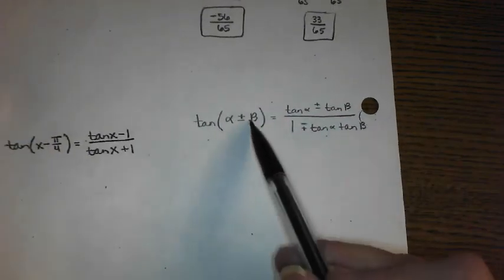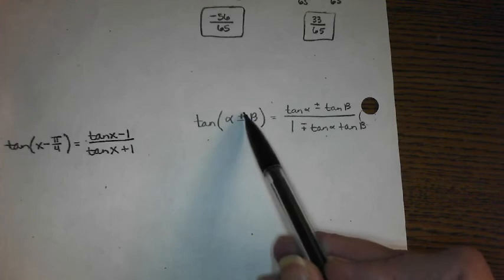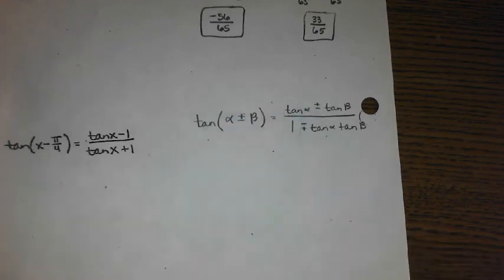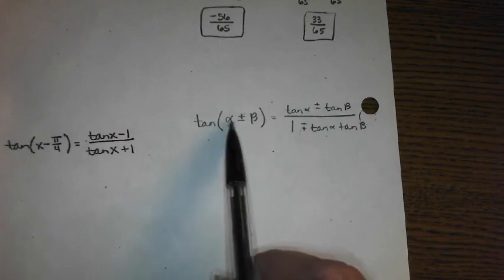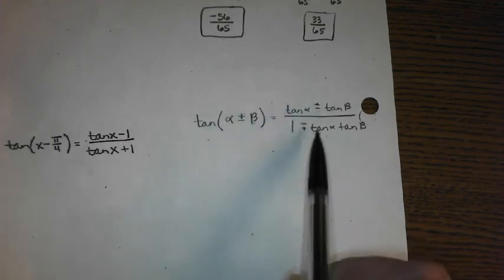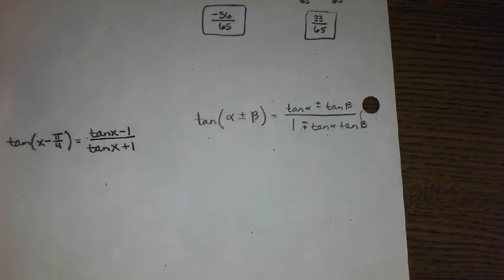So the formula goes, if it's alpha plus beta, then you use the top sign everywhere. So you'd use a plus on the numerator and a minus on the denominator. If it's alpha minus beta to get started, you'd use a minus on the numerator and a plus on the denominator. So that's how that kind of plus minus minus plus works.